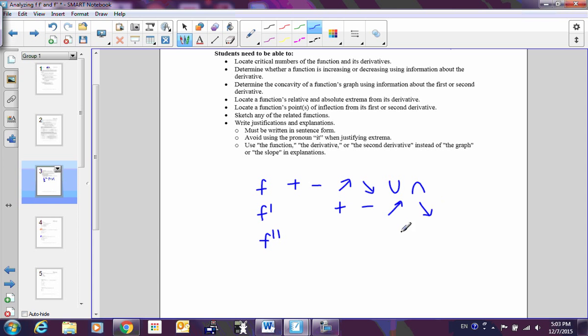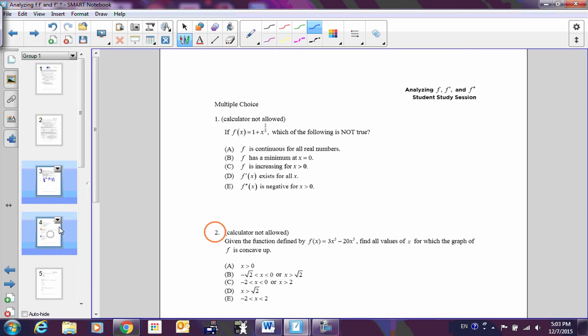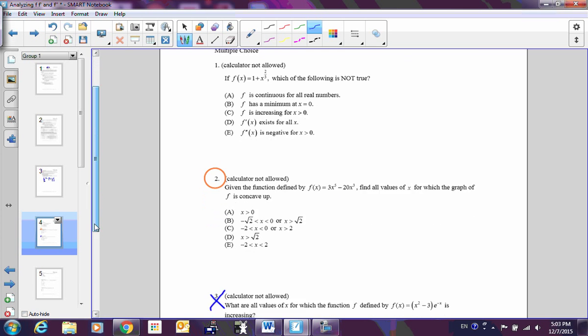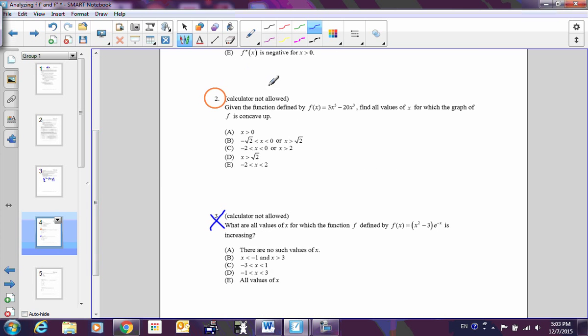So this is the same thing we had been doing in class. It just helps you organize the relationship between f, f prime, and f double prime. Okay, so you're going to do one on your own. Let's look at two together. So we have this function, and we want to know about concavity.